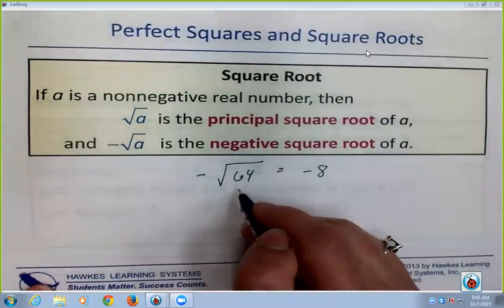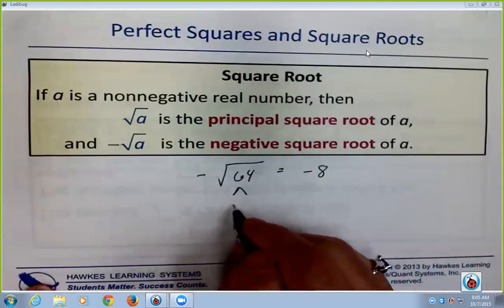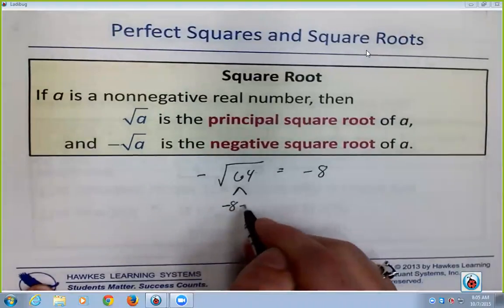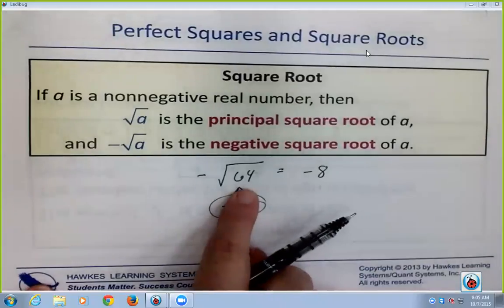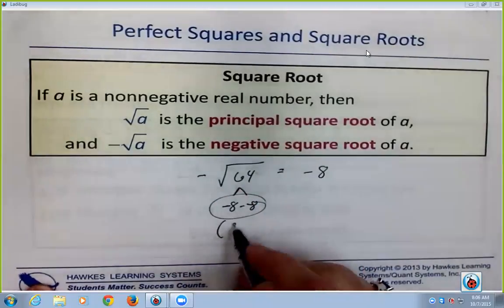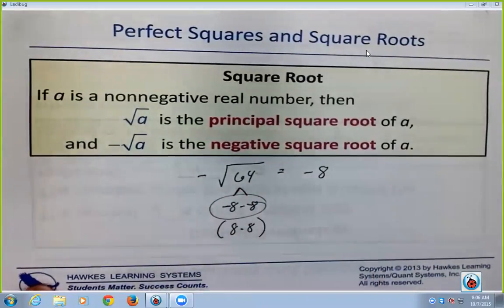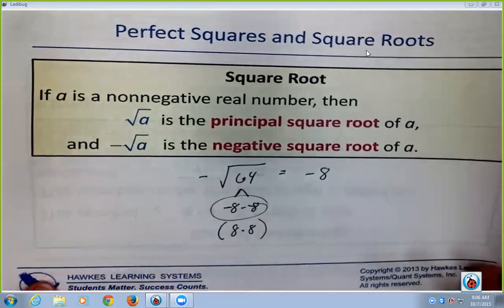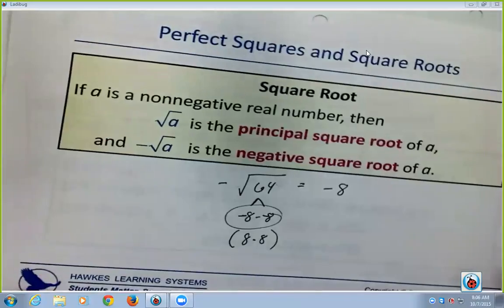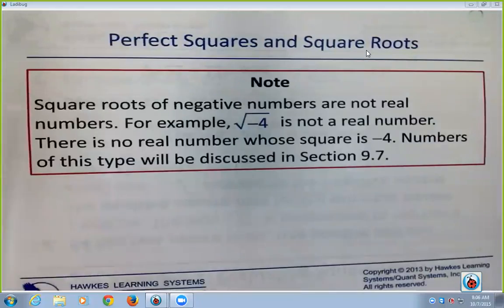But do realize, out of 64, it could have been a negative 8 times a negative 8 under here, because a negative 8 times a negative 8 is positive 64. Or it could have been 8 times 8, which would also give me 64. So with square roots, there's a little difference there with what you have happening with those, and what ends up taking place with them.